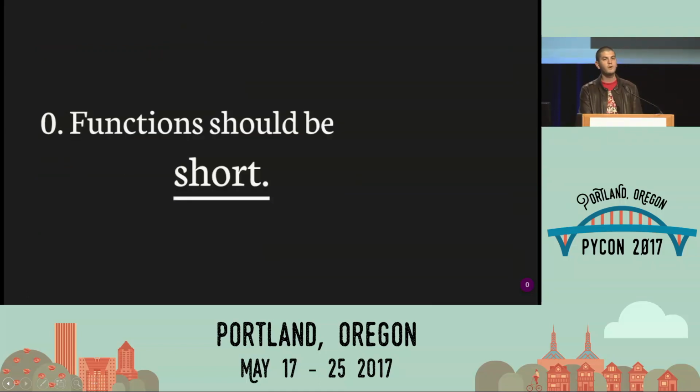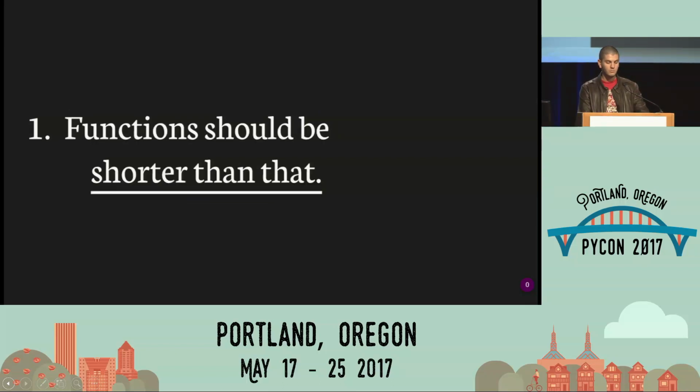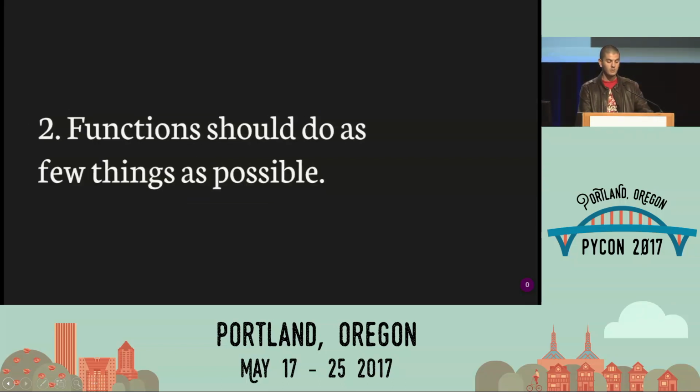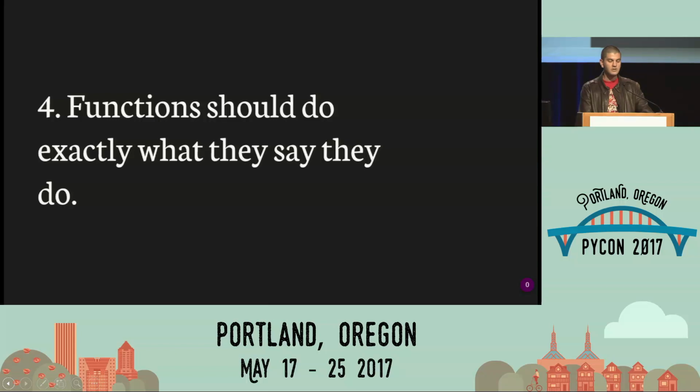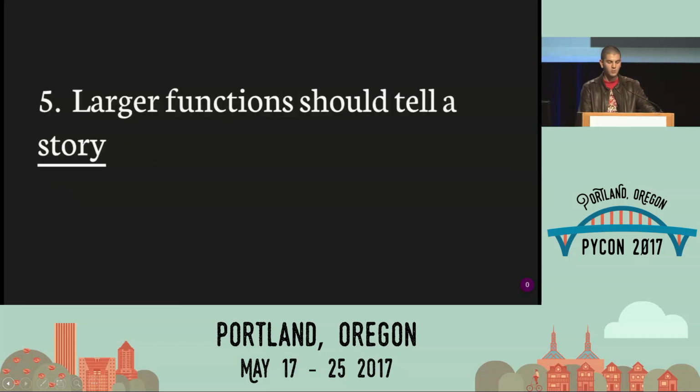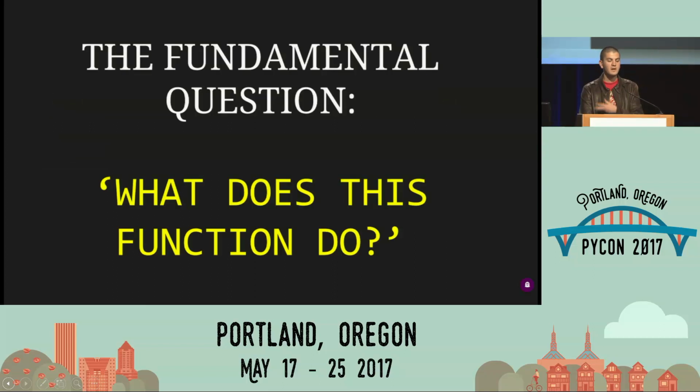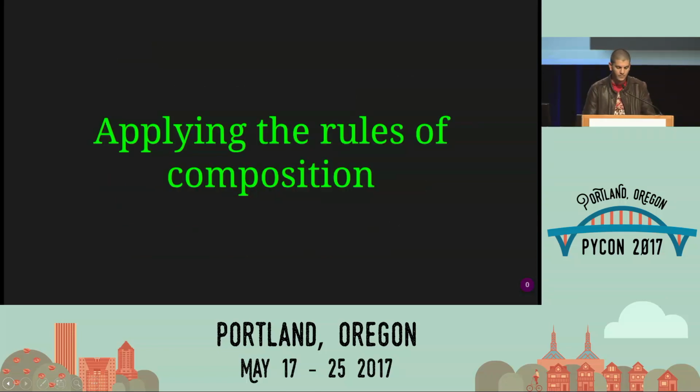So, rules for functions, which I stole from Clean Code. Functions should be short. No, really, they should be really short. They should do as few things as possible, and they should not have side effects. And they should do, most importantly, exactly what they say they do. I know this sounds trivial, and I'm harping on it, and I'm being kind of a jerk about it, but it is hugely important. If your functions tell a story, people think in stories, and they can easily parse what you're looking at. What does this function do?